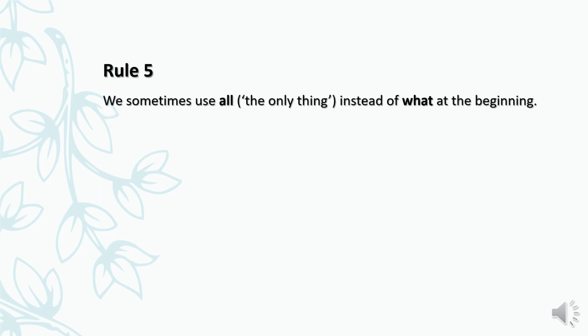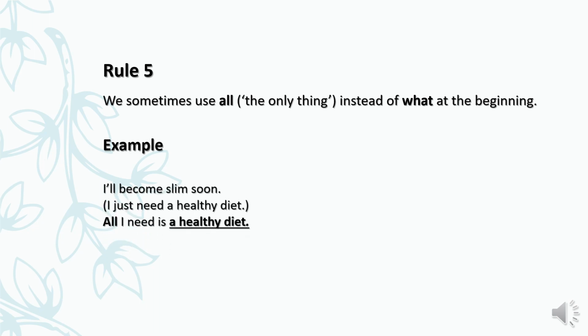Rule number 5. We sometimes use all or the only thing instead of what at the beginning. For example, I'll become slim soon. Here, I want to emphasize that I just need one thing, not everything, to become slim. So, I just need a healthy diet. The answer will be, all I need is a healthy diet.